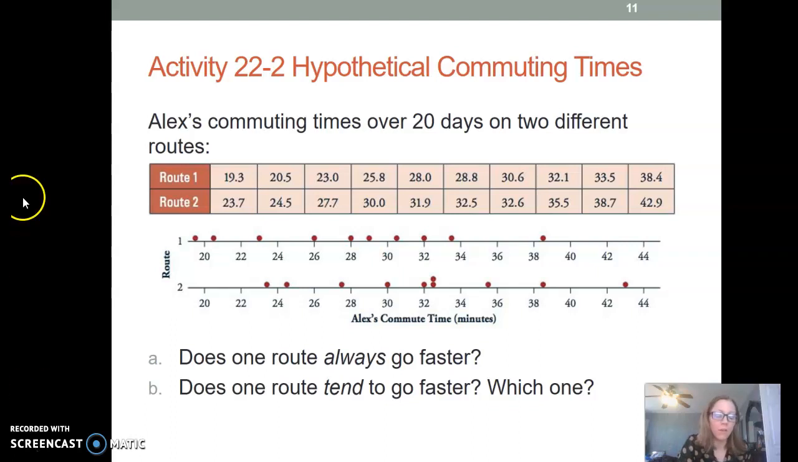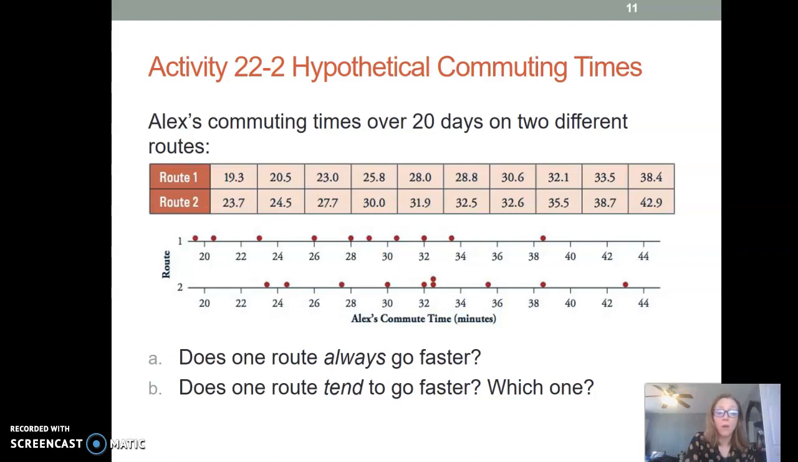Okay, so imagine Alex. He has two routes that he could take to get to work or to get to school, Route 1 and Route 2. Over 20 days, he randomly decides which days to go on which route, and he records how long it takes him to get to school. Notice that it's not that one route is always faster than the other. However, it does look like one route tends to be faster than the other.